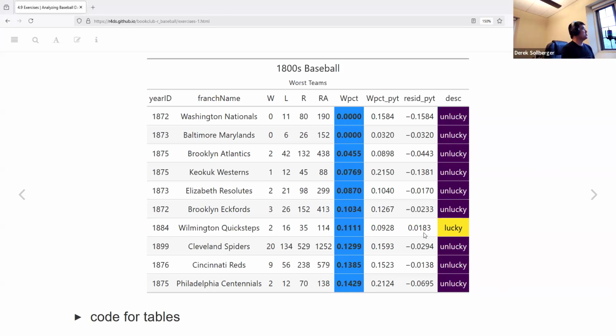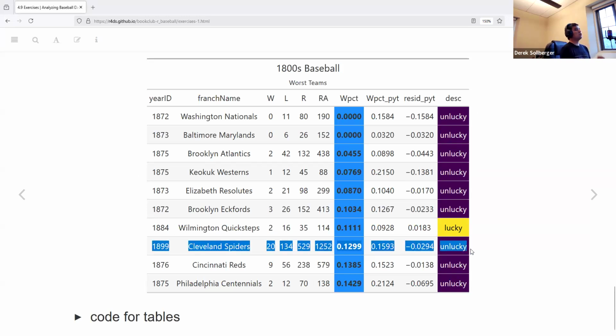And then finally, let's just enjoy some of these franchises that we do have some records of back then. The Brooklyn Atlantics, the Keokuk Westerns, the Elizabeth Resolutes, the Brooklyn Eckfords, the Wilmington Quicksteps, the Cincinnati Reds, the Philadelphia Centennials, and yes, we are highlighting the infamous Cleveland Spiders, who had 134 losses that year in their notoriety. And you probably heard about that recently if you've been keeping track of the recent White Sox and Rockies teams.